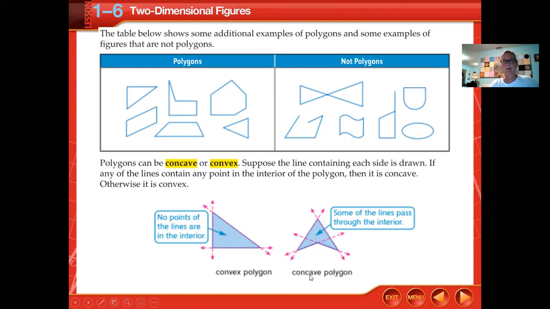This is a concave polygon, and the technical definition is listed in the book, and I have put it here in the PowerPoint. Some of the lines pass through the interior. If I extended the line of each side, like in this triangle, none of the lines go inside the figure, but in this one they do because it's concave.